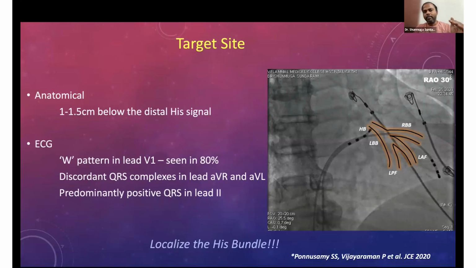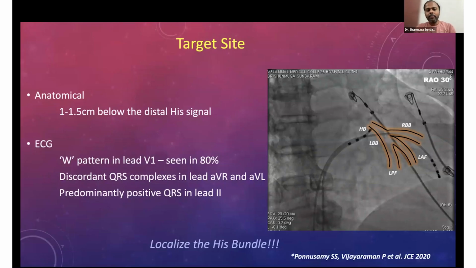So you have to put the lead in the RV apex, you have to put the lead in the distal His bundle. Probably that 1.5 to 2 centimeter zone is the right zone to approach. Remember, if you go up towards the His bundle, that is a densely vascular area. You may have a lot of septal branches. In fact, we had a case where we injured a septal artery when the lead was deployed closer to the His bundle. So it's better to stay away from that initial 1.5 centimeter zone.